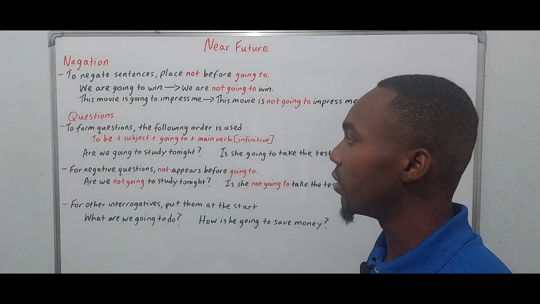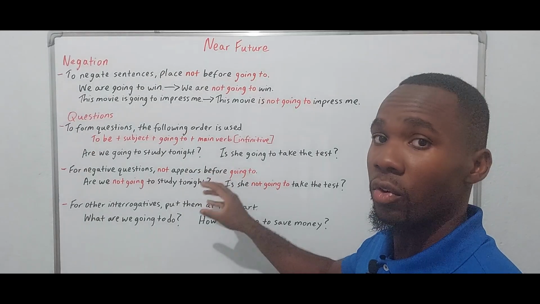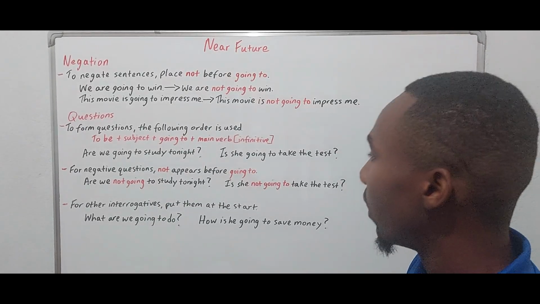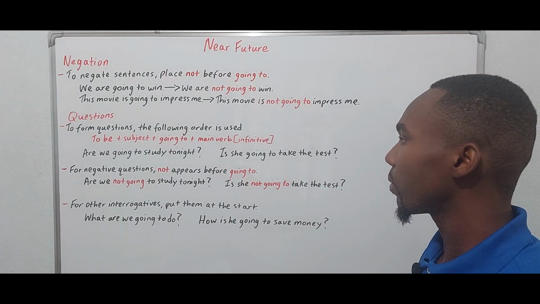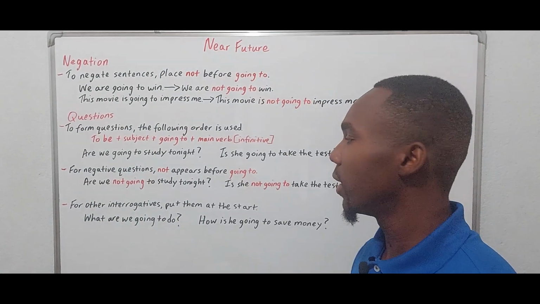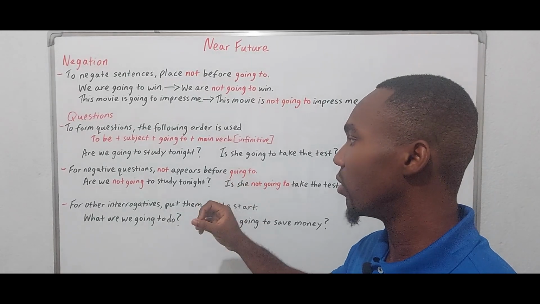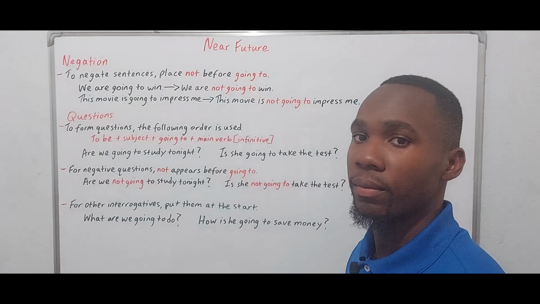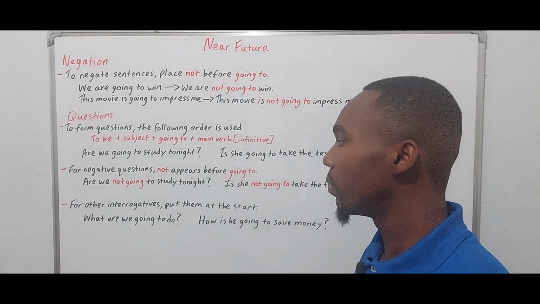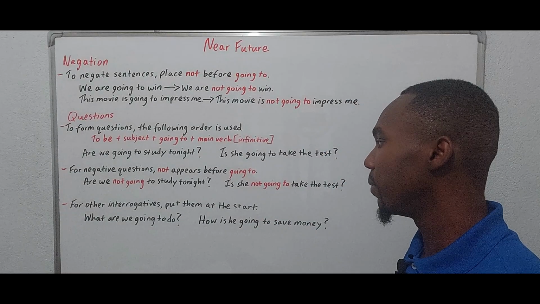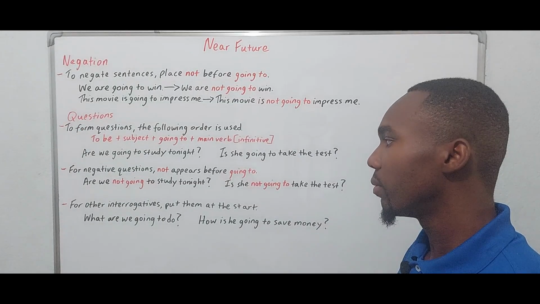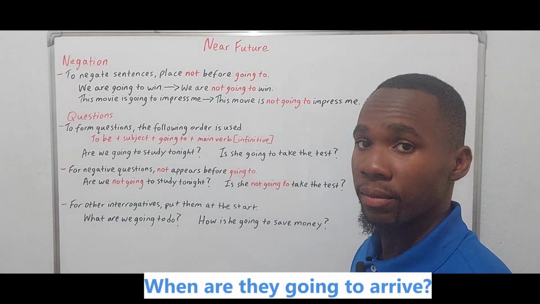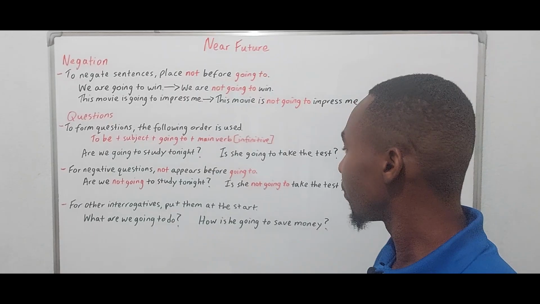And if you want to make the sentence negative, we put not before going to. So, are we not going to study tonight? And is she not going to take the test? Simple, right? And finally, if we want to include other interrogative words, we put them at the start. All right? So, what are we going to do? How is he going to save money? Another example. When are they going to arrive? Right? Good.